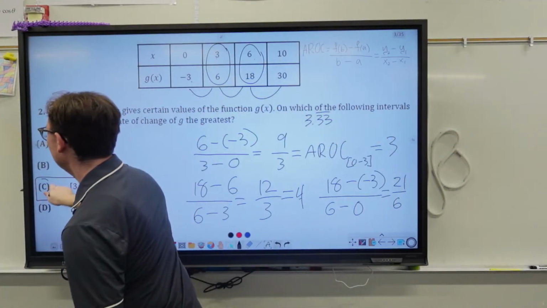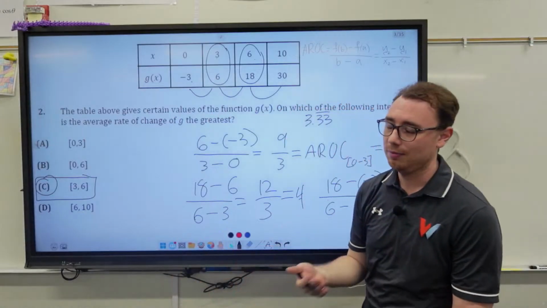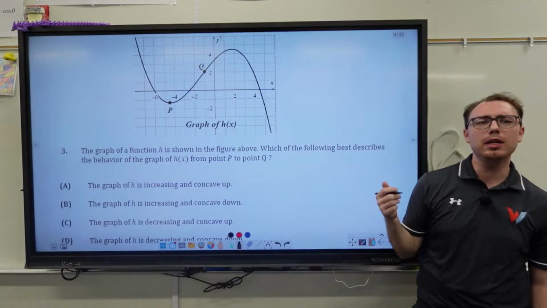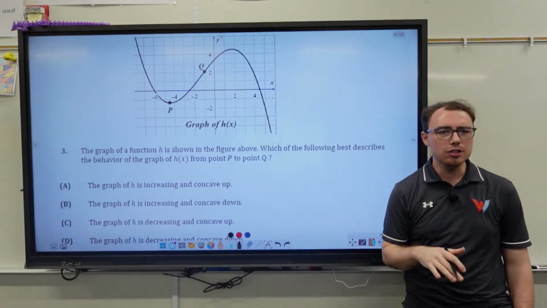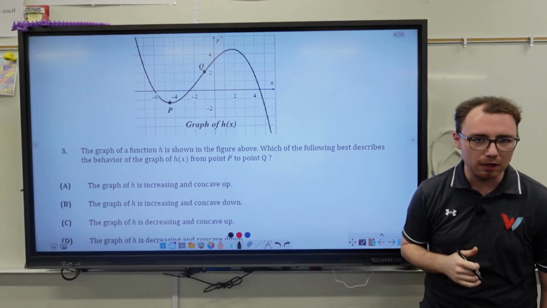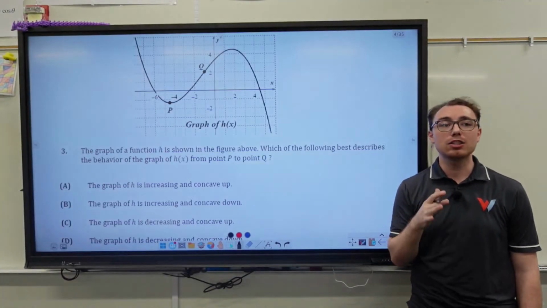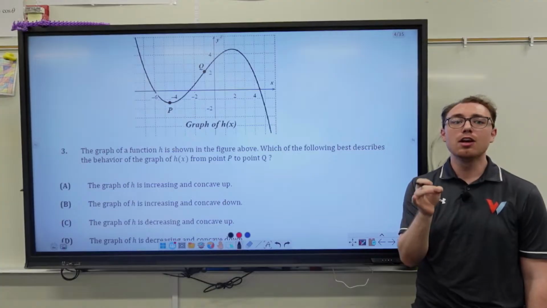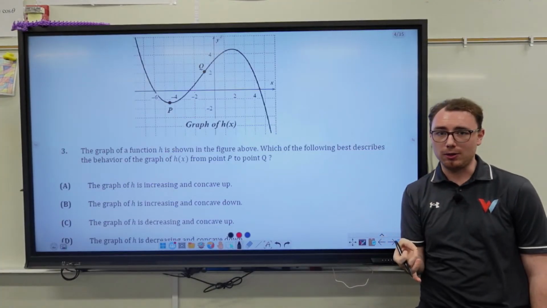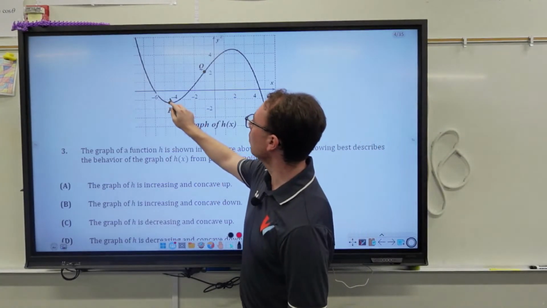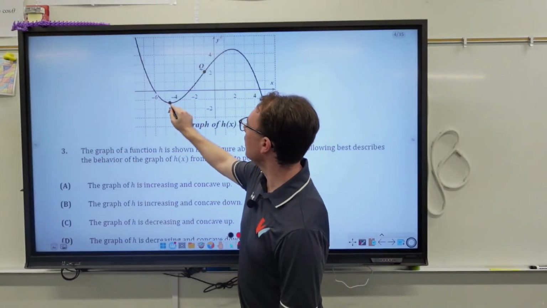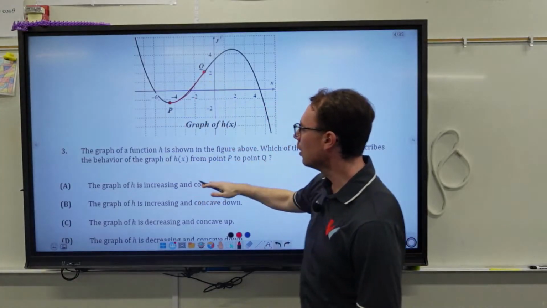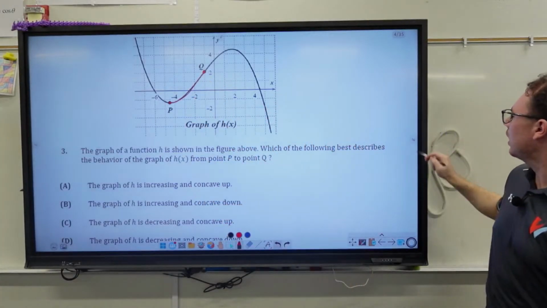So we know the answer here is C, past that mistake. That was my bad. We're looking now for problem 3. For problem 3, the graph of the function h is shown in the figure above. Which of the following best describes the behavior of the graph of h of x from the point P to point Q? So we want to try and describe the graph here between this point P all the way up to this point Q. For these 4 descriptions, let's move that while we're writing.